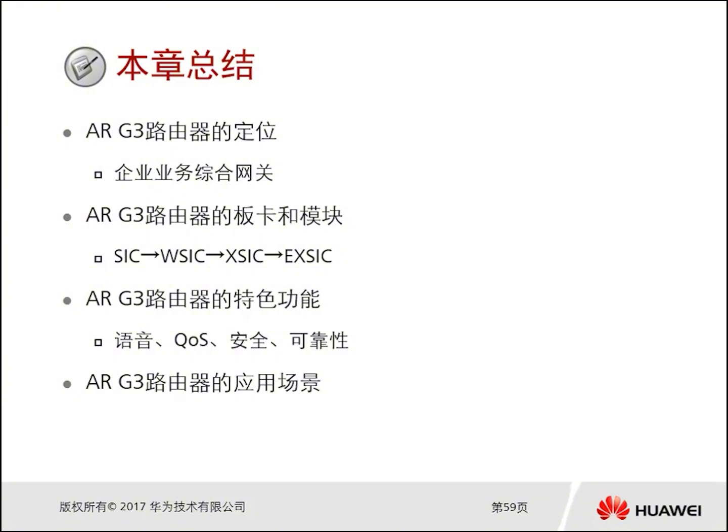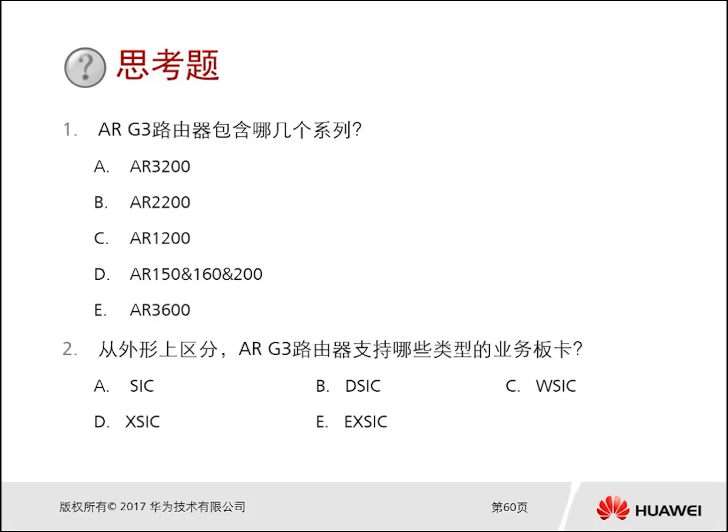Remember this, everyone. Then there is the enterprise's blade module. Now let's take a look at one of its cards here I mentioned, from SIC to WSIC before. How is it achieved from WSIC to XSIC to the final EXSIC? How are these cards interconnected? Then there are some special features of AR, including aspects of voice, QoS, security, and high performance. How is it achieved? And finally, there is a scenario for its application, just what we talked about. So, this is what we are going to talk about in this chapter.